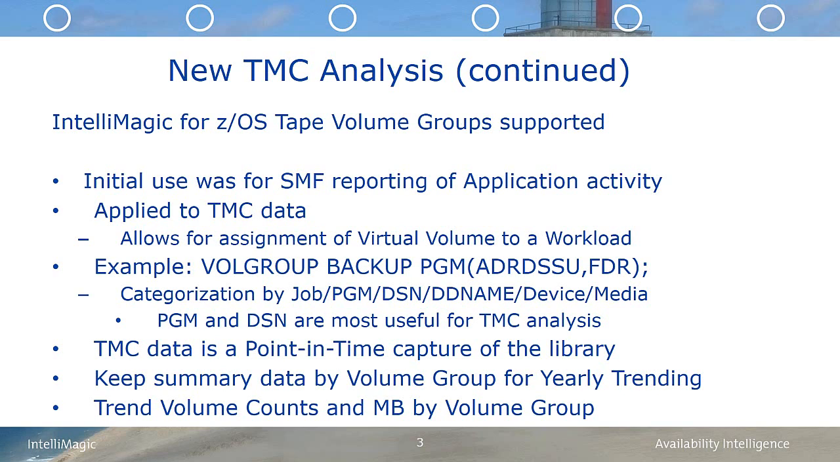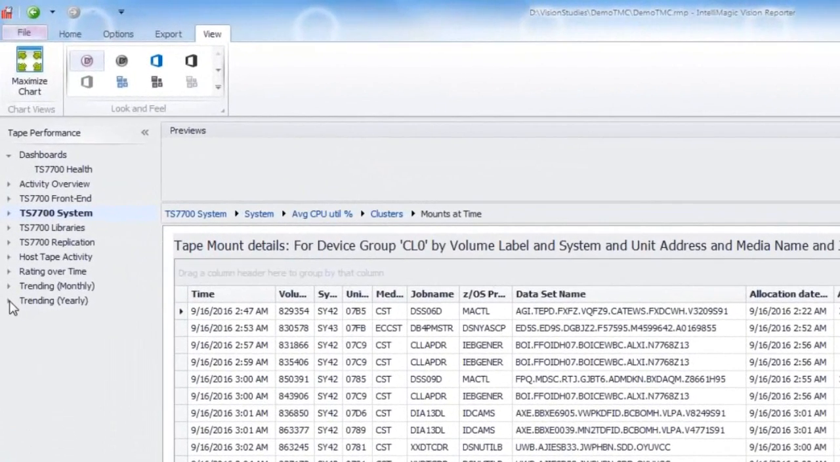We keep summary data. We will summarize this data by volume group for yearly trending. We also trend the volume counts, and we'll be trending the megabytes by volume group, those kinds of things. So the idea is that it's in the trending yearly place, the report set.